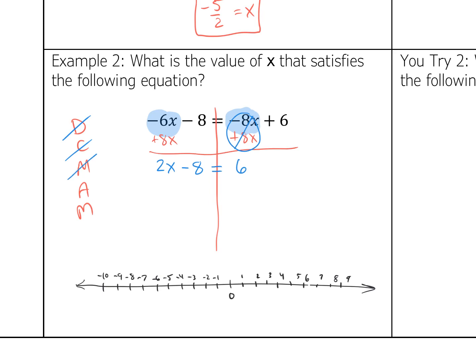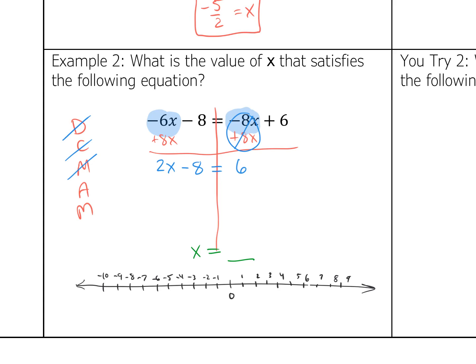So I just moved the smaller variable. Next, can I add or subtract? Well, I have 2x minus 8 equals 6. So I'm subtracting 8, so I want to do the inverse, right? Remember, the whole goal is to get x equals a number at the very end. That's the whole goal of this, is to get x equals a number, get x isolated.